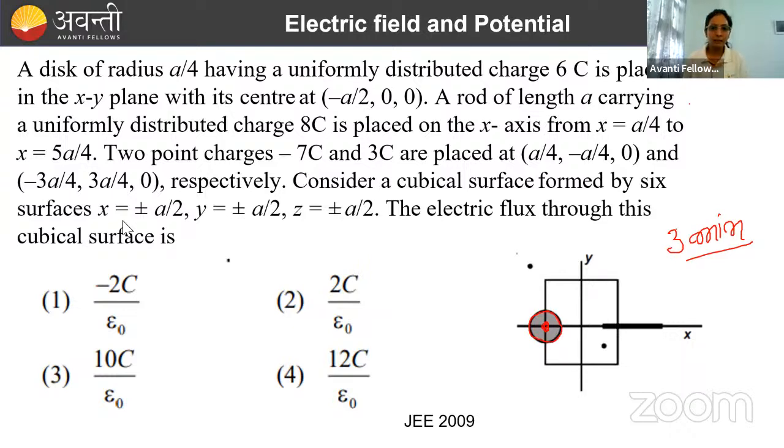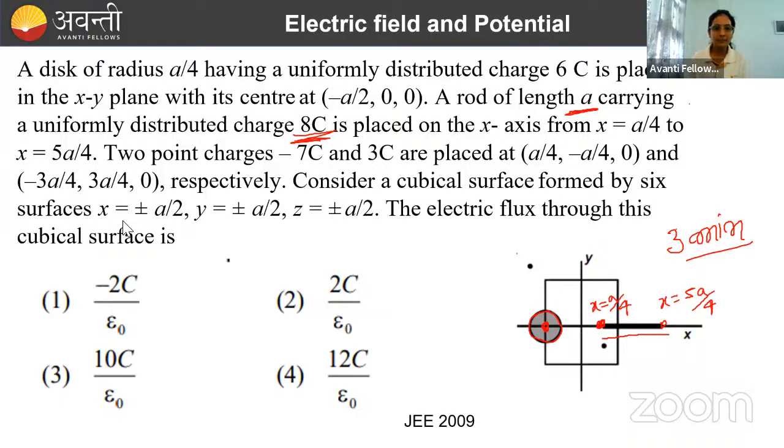A rod of length a carries a uniformly distributed charge 8 coulomb. So this is the rod, its length is a, and it is carrying charge 8 coulomb, again uniformly distributed. It is placed on the x-axis from x equal to a by 4 to x equal to 5a by 4. Definitely the y and z coordinates are 0 because it is lying along the x-axis, right?